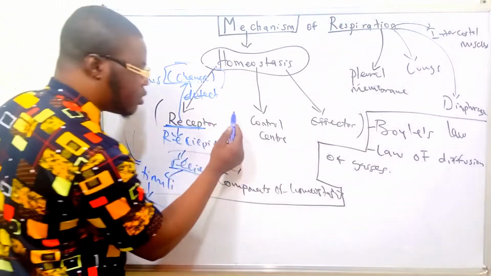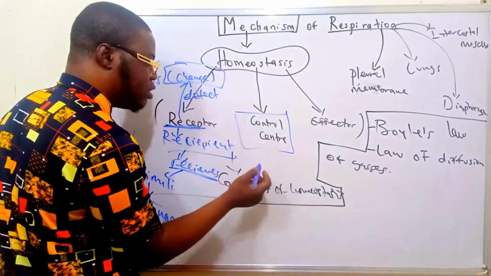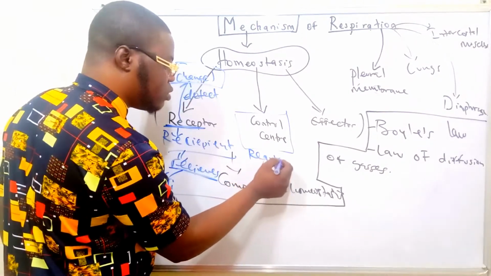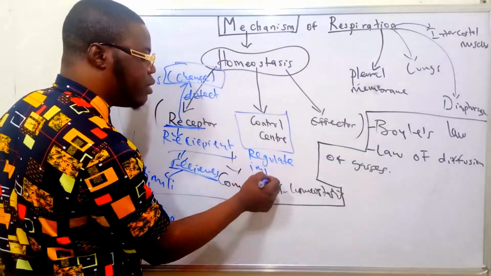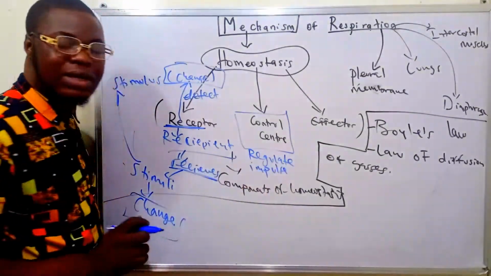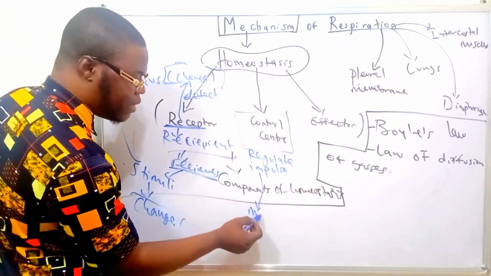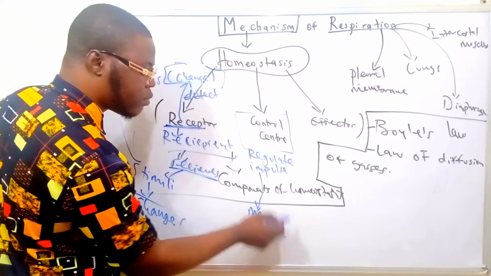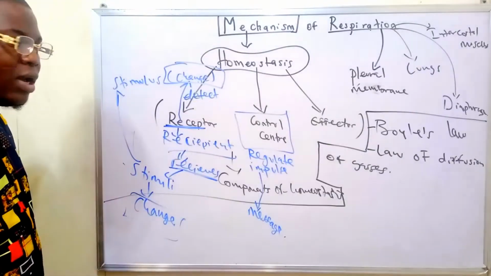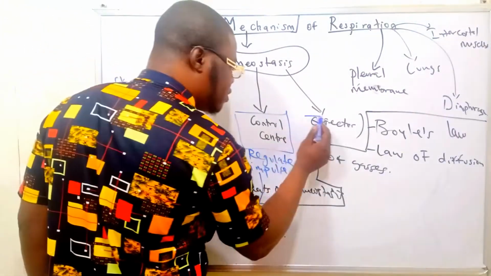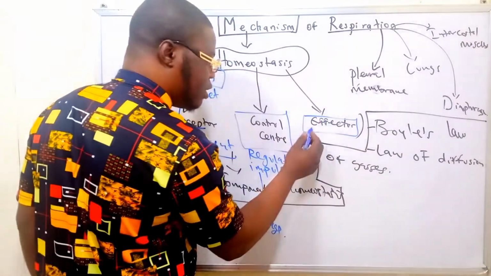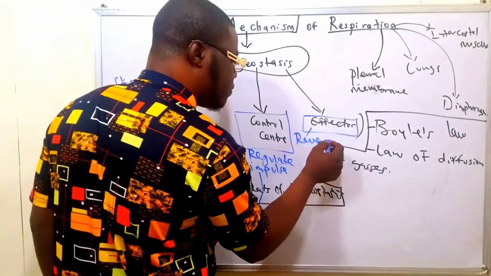Now, for the control center, their function is to regulate impulse. To regulate what? To regulate impulse. That's their own function. And what is the meaning of impulse? Impulse means a message. As simple as that. And finally, the function of this effector, most of the time, is to reverse change.